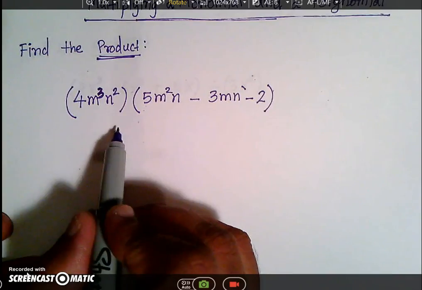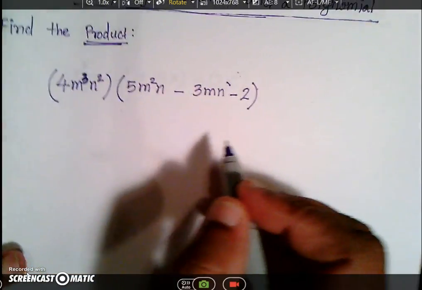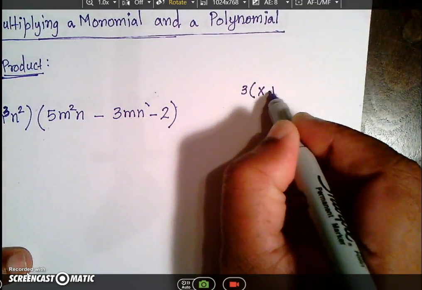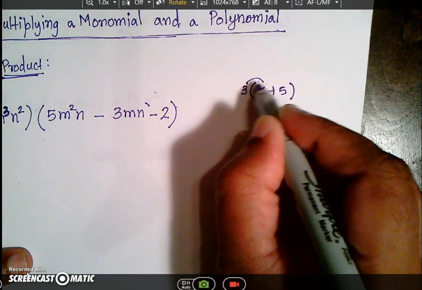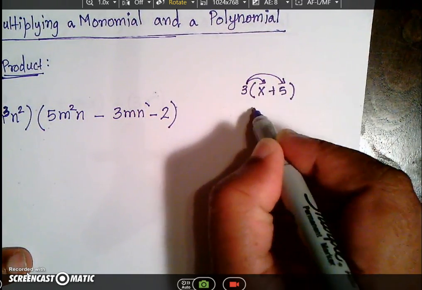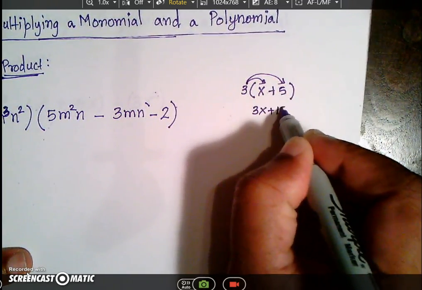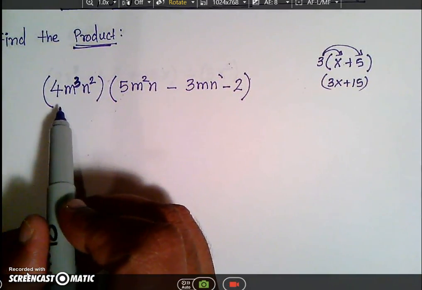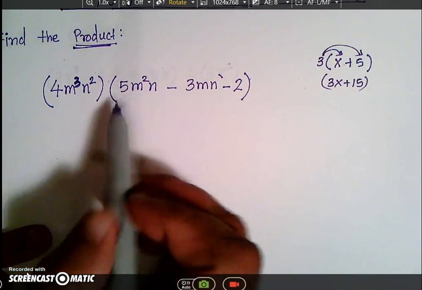Alright, so earlier we have learned about the distributive property. Say I have 3 times x plus 5. All I do is I just distribute the 3 to both of them, right? So I have 3x plus 15. So this is nothing but distributing, but I'm not distributing just one number, I'm distributing a monomial to everybody.